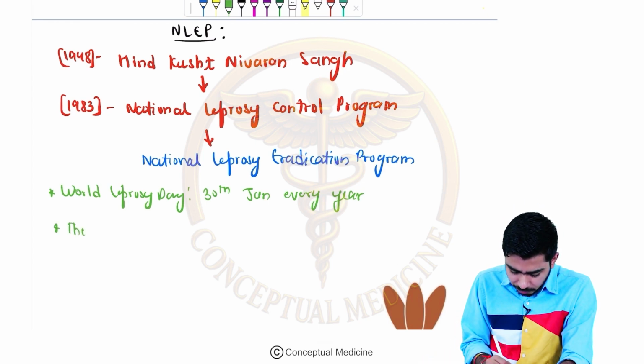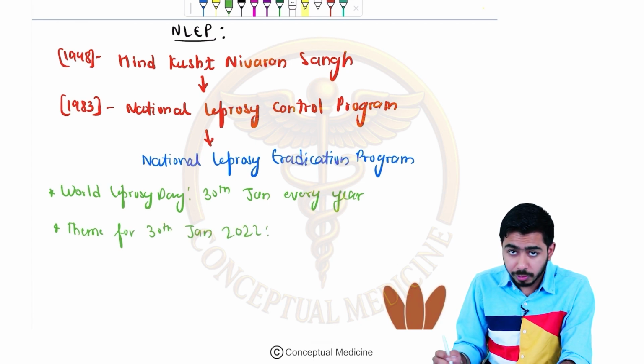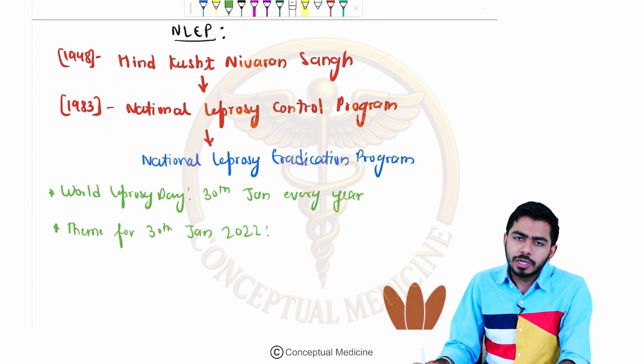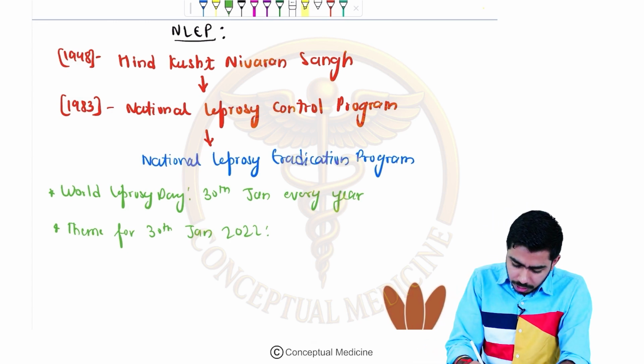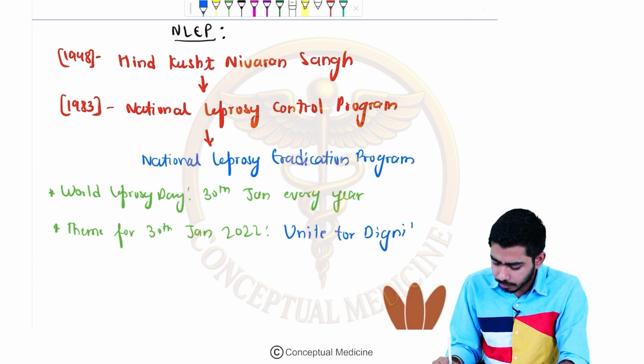Then the theme for 30th Jan 2022, obviously now we are approaching 2023. So for 30th Jan 2022, there was a theme. They said unite for dignity, right? Their theme was unite for dignity. This was asked, that's why I'm just mentioning it over here, right?